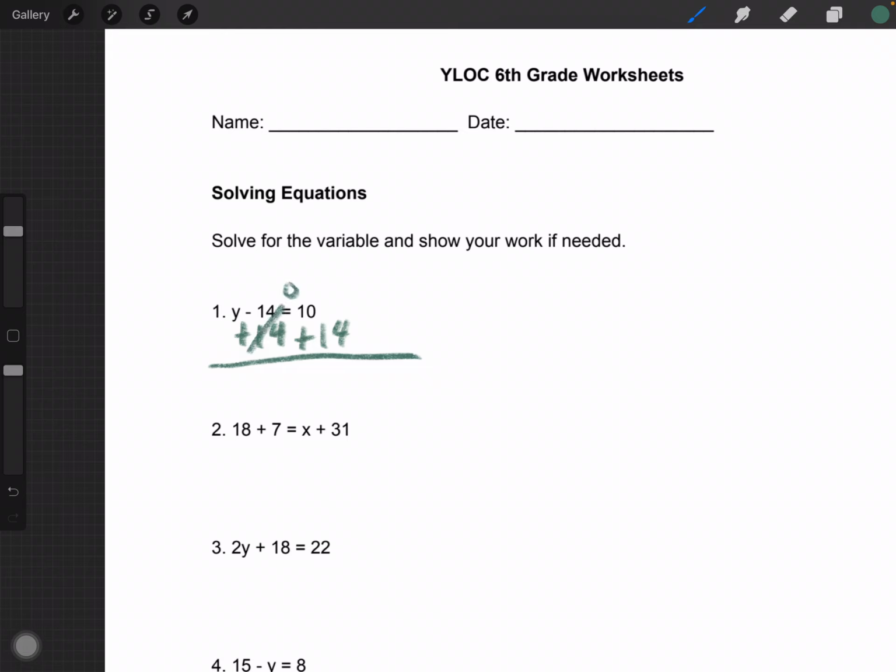And now we always have to do the same operation on the other side of the equation. So 10 plus 14 is equal to 24. We can bring that down. Also bring down the equal sign, and what's left on the left side of the equal sign is the y. Now y equals 24.